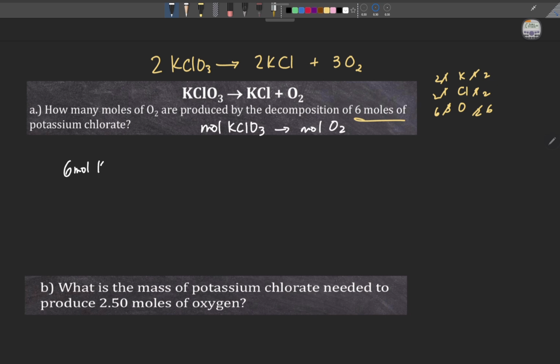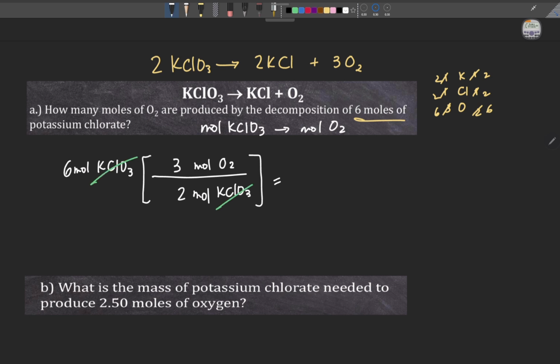So 6 moles of KClO3 multiplied by, we have to cancel moles of KClO3, so we put that in the denominator. Then moles of O2. Then we get the values from the balanced equation. So that is 2 is to 3. So 6 times 3 is 18, divided by 2, so 9 moles of O2. Okay, so we use that.